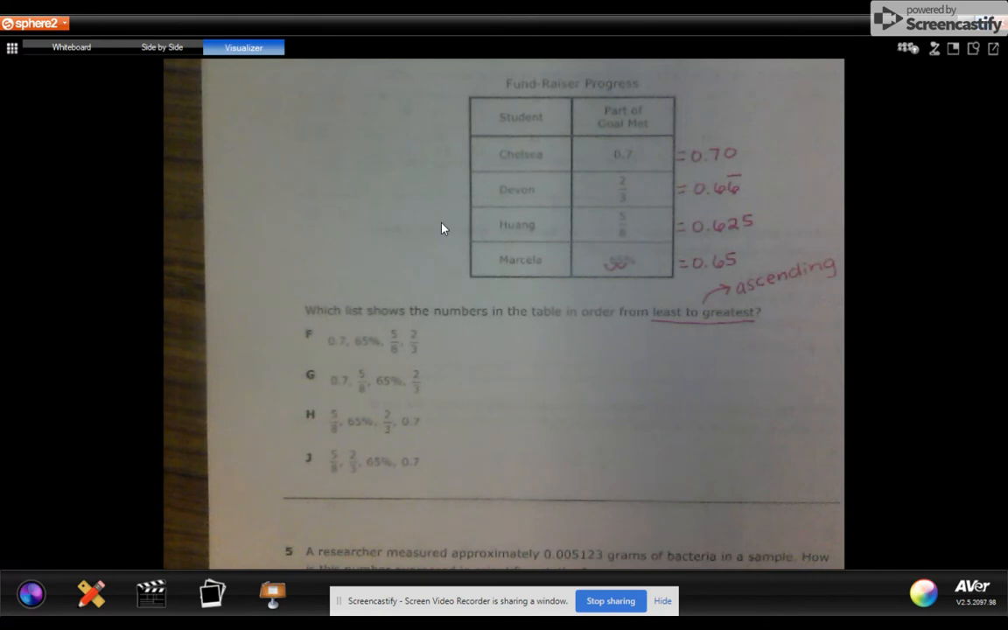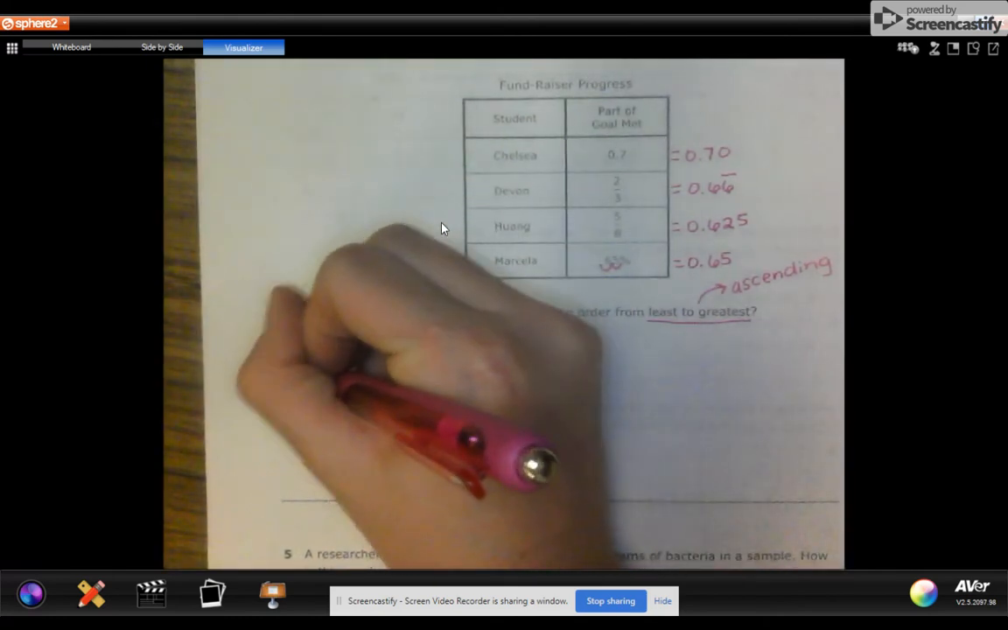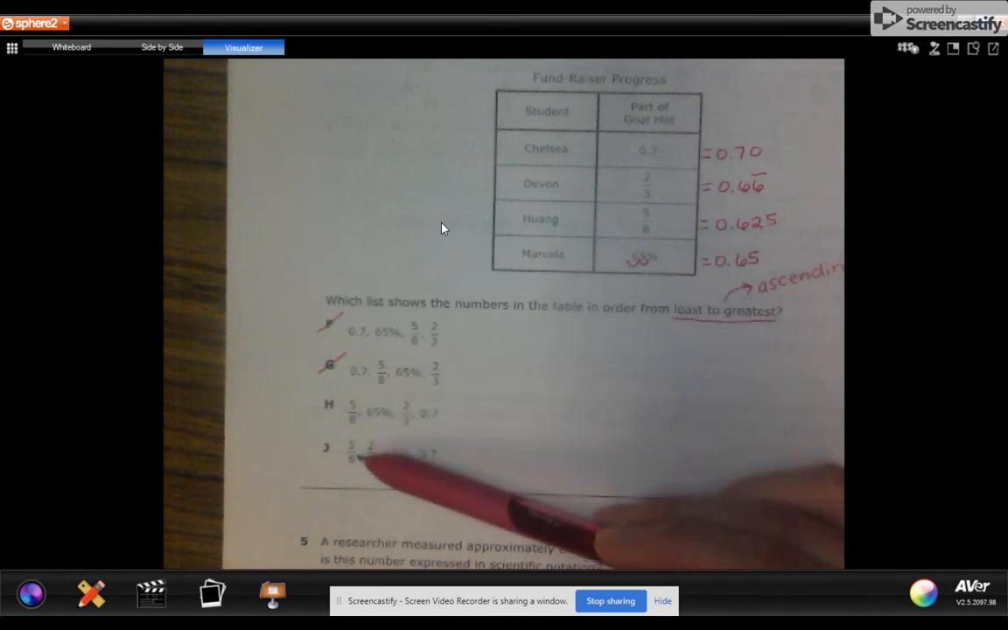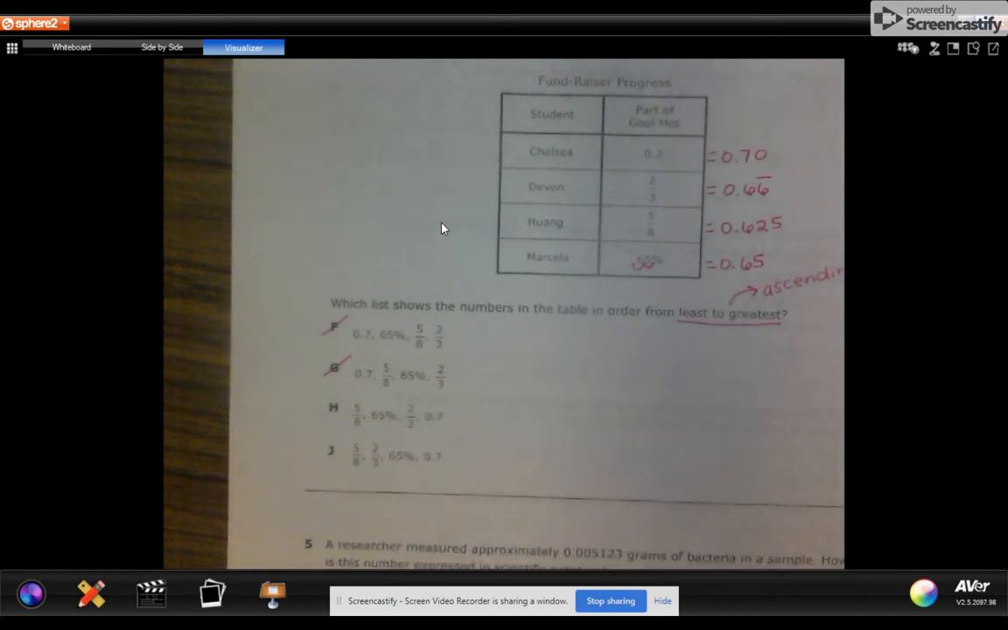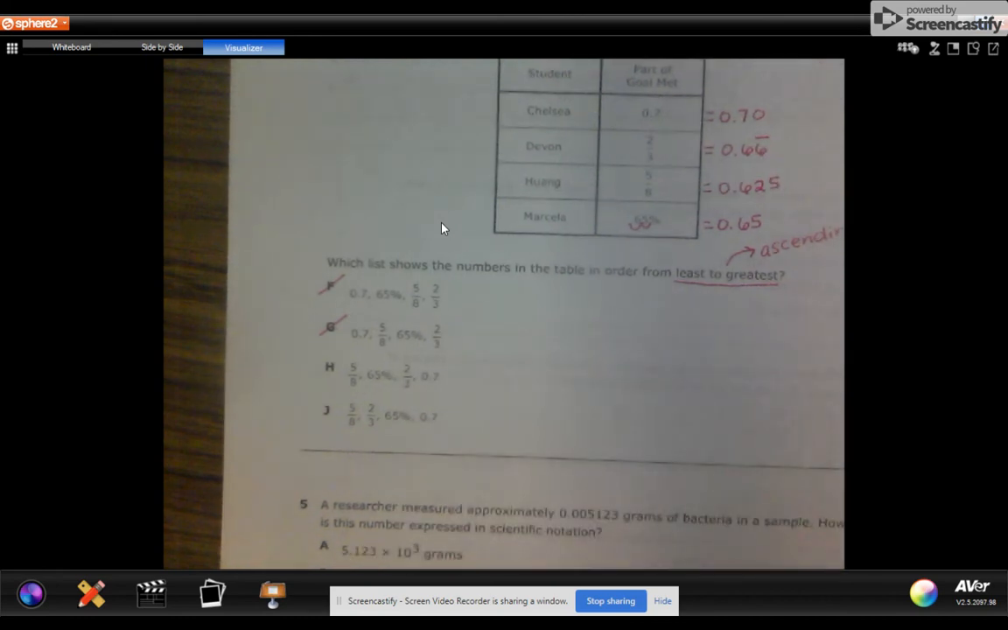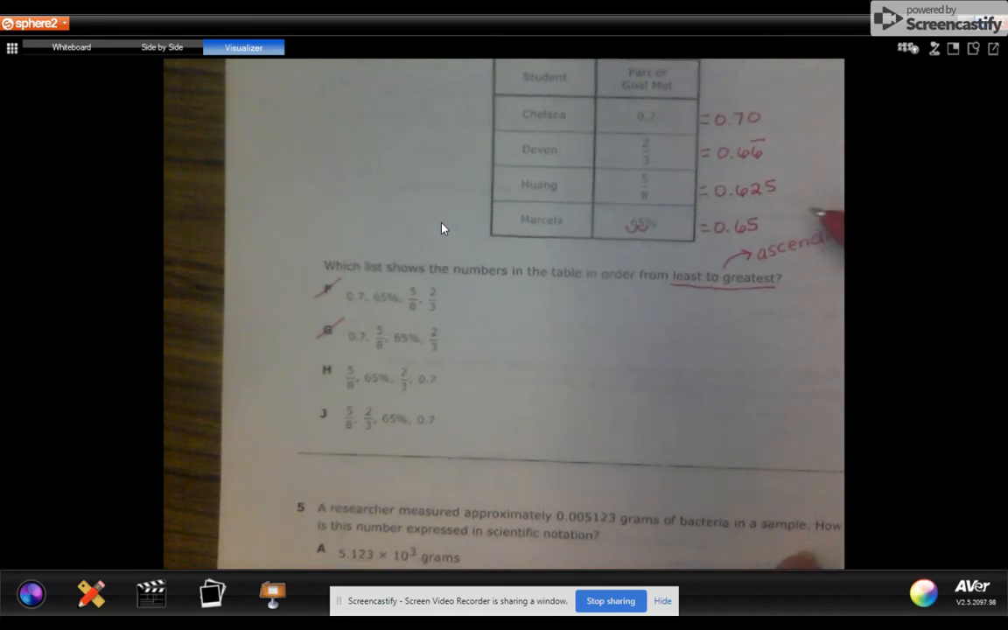So whenever I'm looking at my options, I'm going to go ahead and mark out F and G because 0.625 is going to be my smallest. And that was originally 5/8, so I'm going to go ahead and put that down. Okay, then looking at my next one, I have the choice of 65% or 2/3. So now your turn, I want you guys to make that decision. Would it be 65% that comes next, which is actually 0.65 in decimal form, or will it actually be 2/3, which in decimal form is 0.66 repeating? So go ahead and make that choice on your paper.